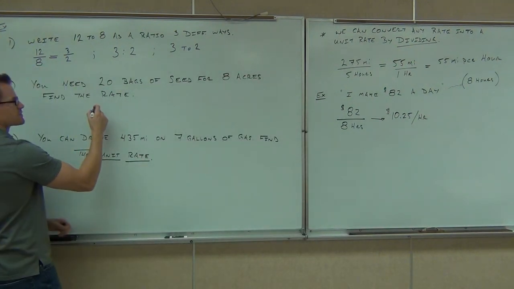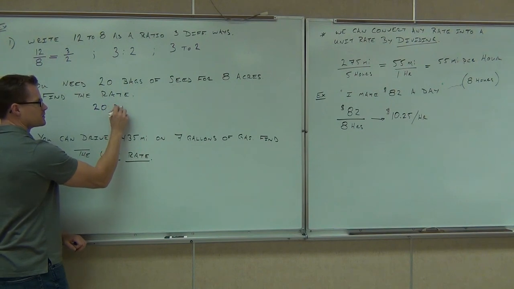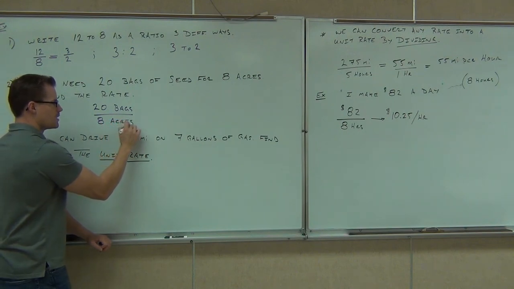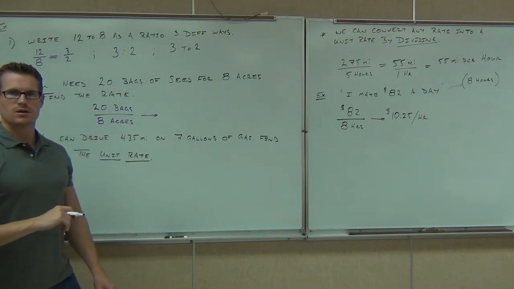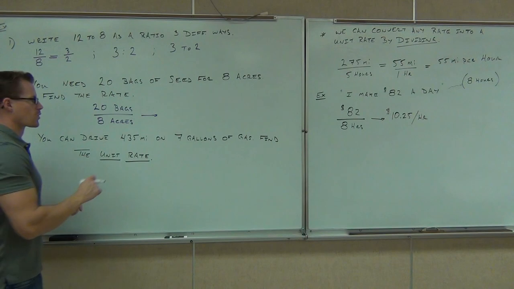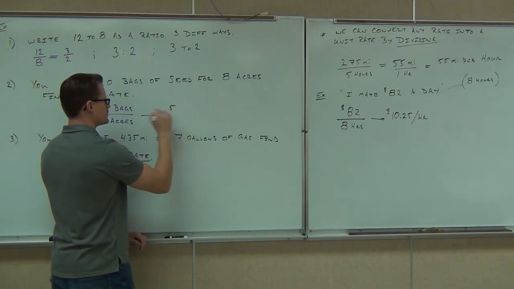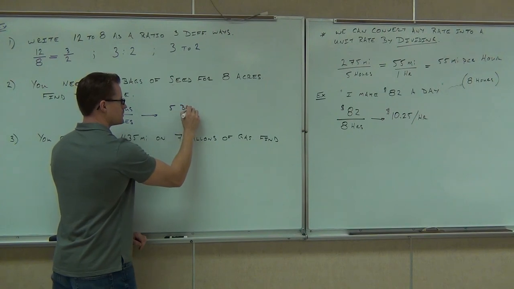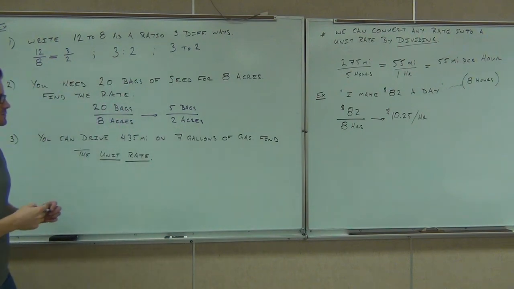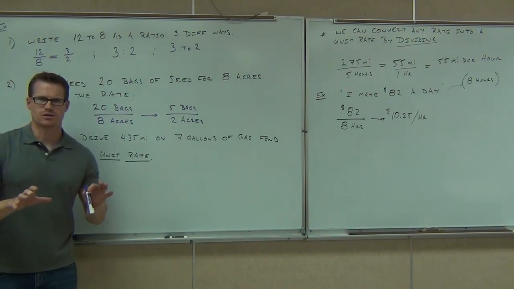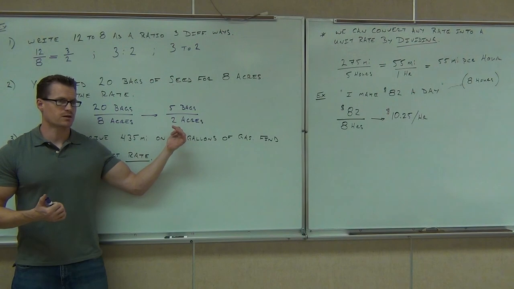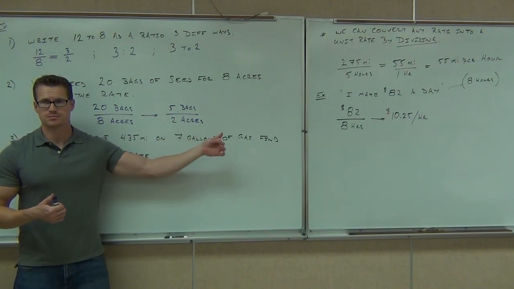So here, if we're doing 20 bags of seed, we'd have 20 bags for how many acres? By the way, can you reduce that? We should always be trying to reduce our rates as well. If we reduce this by 4, we're going to get 5 bags for every 2 acres. You're still okay so far. So if you need 20 bags for 8 acres, it should make sense that you need 5 bags for 2 acres, right? If I had asked you for a unit rate, you could go one more step.